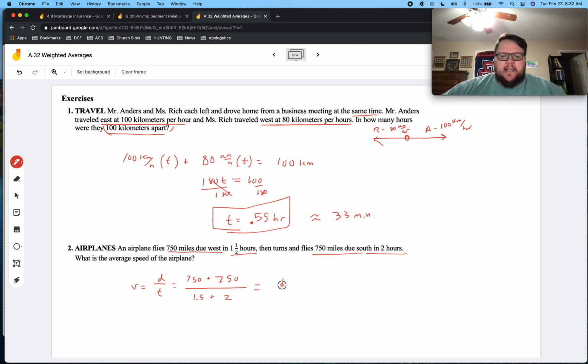So what we get is 1,500 miles over 3.5 hours. And when we divide, we get approximately 428.6, which I'm going to round up to 429 miles per hour. And that's what they get.